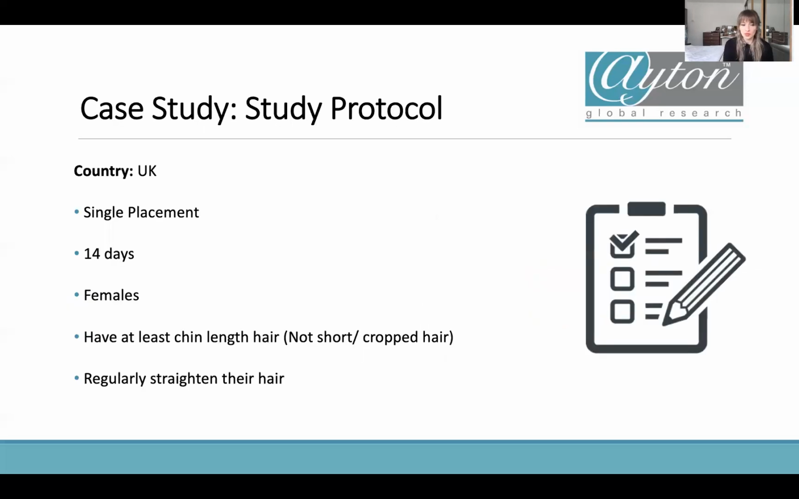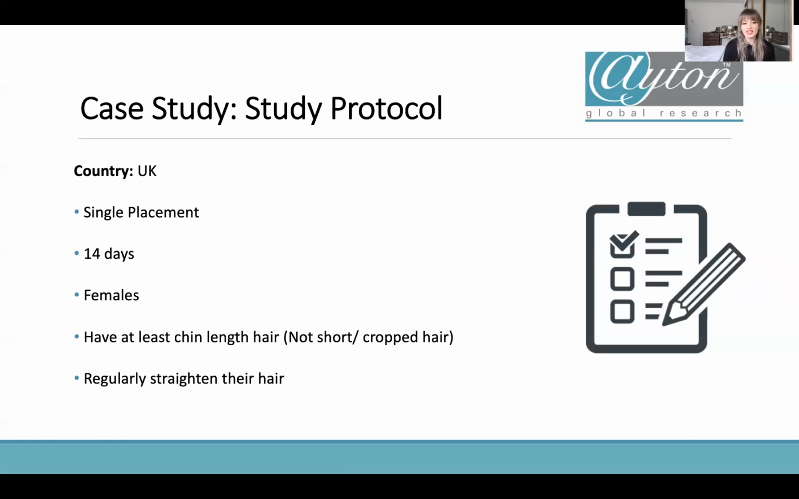So we had a study protocol for this. It was conducted in the UK, a single placement, which means we just had one product. So just the hair straighteners they're reviewing, not used with anything else. It was a 14-day study, which is fine because the people we recruited regularly straighten their hair. So we knew they'd use it quite a lot of times to be able to review it.